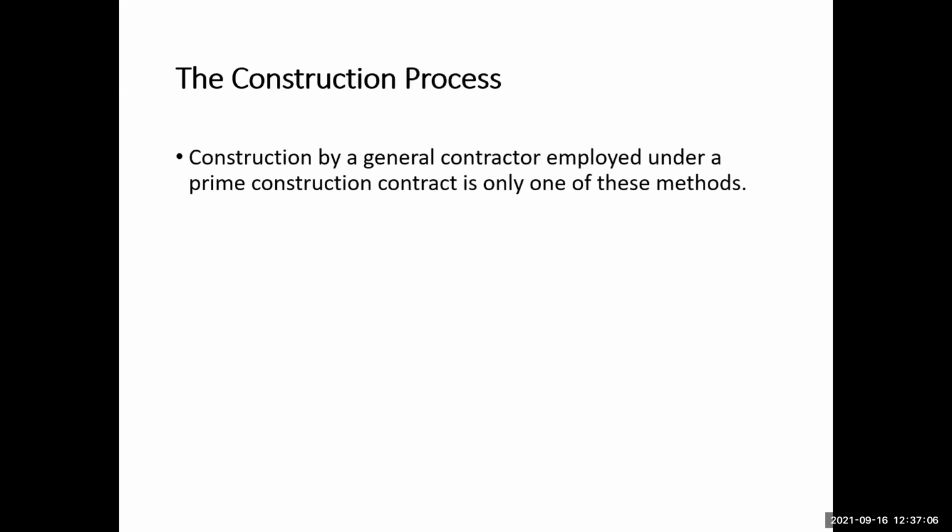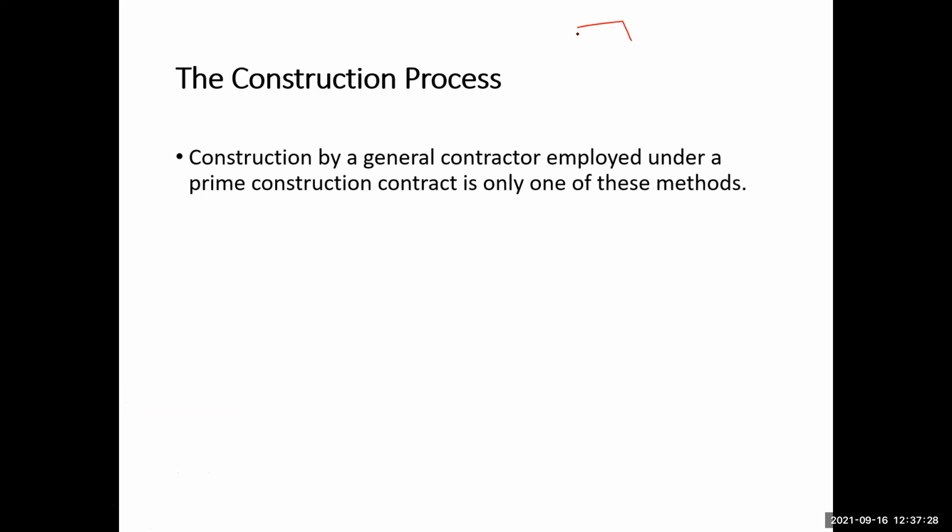This topic is different from the previous two topics, as in this topic we don't have any numerical problems, but I think the description of this topic is very interesting and very straightforward. In the construction process, construction by a general contractor employed under a prime construction contract is only one of these methods. So if we have a general contractor, it is this type of process.